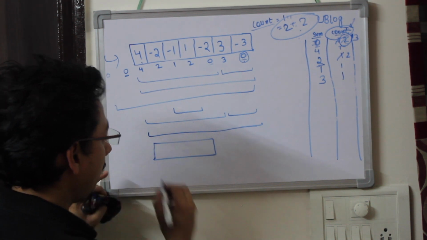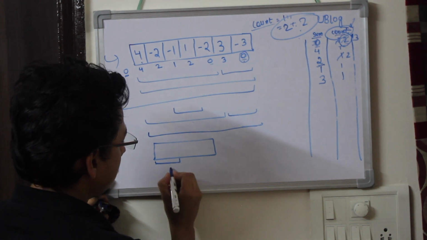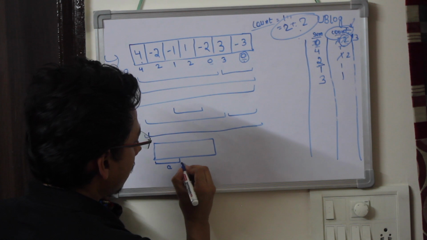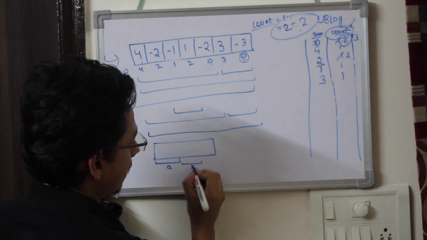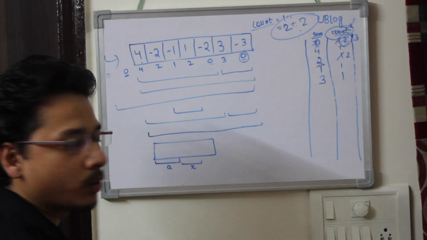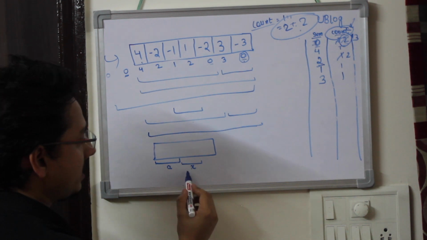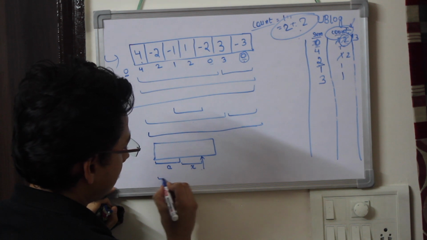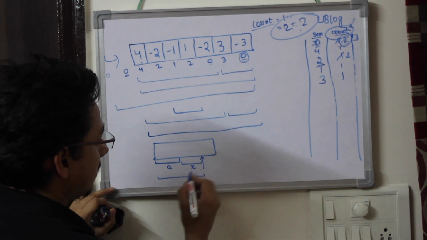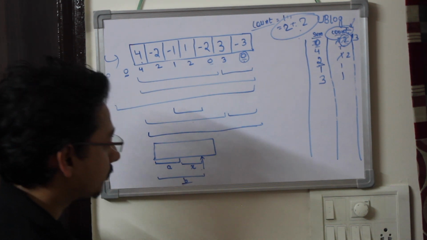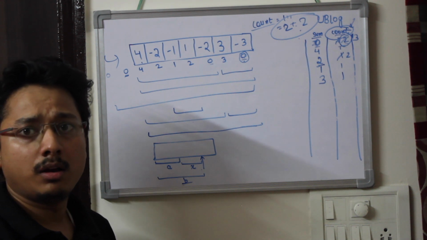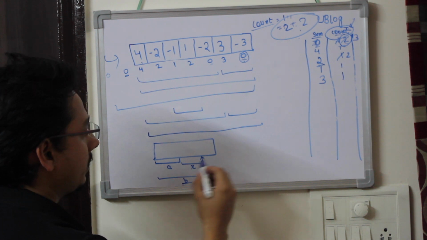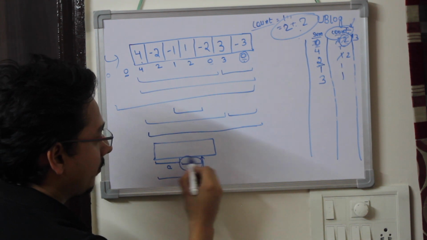Suppose this is my array and I know the sum of the subarray ending at this index is a, and this is my x basically. So this is the subarray I am looking at. I need all such subarrays with sum x, and I'm at this index, and suppose the sum of all the elements up to this index is b. So when can I say there is a possibility of a subarray with sum x?